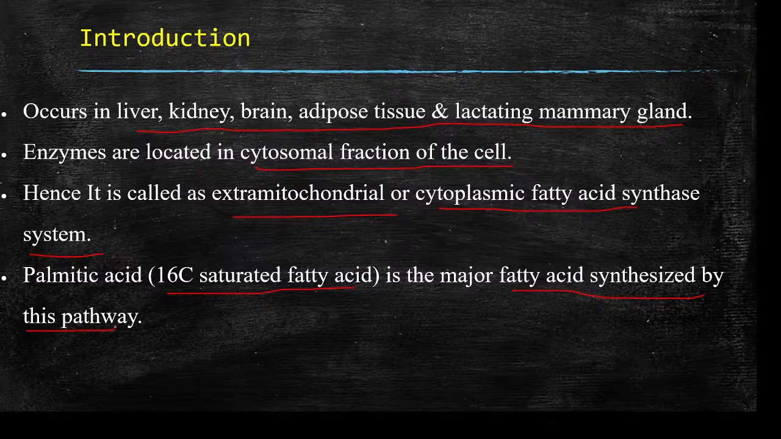In a previous class we have seen the catabolism of fatty acid, that is beta oxidation of palmitic acid, and in today's class we'll learn how this palmitic acid is biosynthesized inside our body. So, de novo synthesis of fatty acids. De novo means synthesizing a biomolecule from scratch.